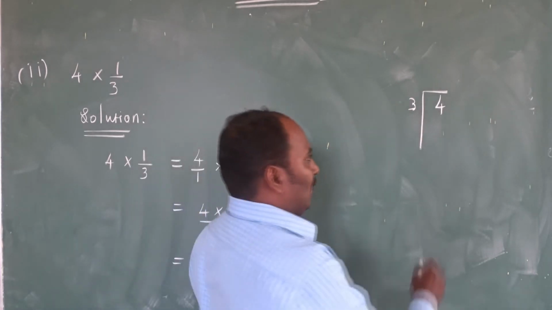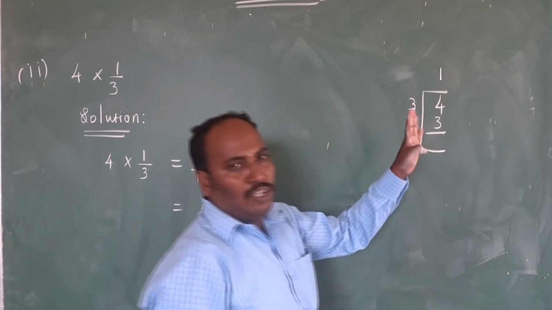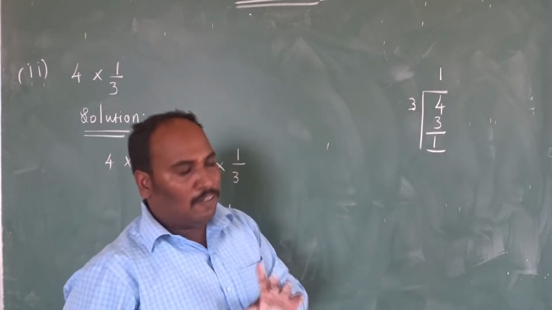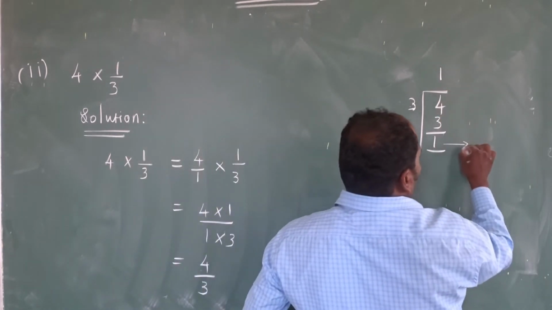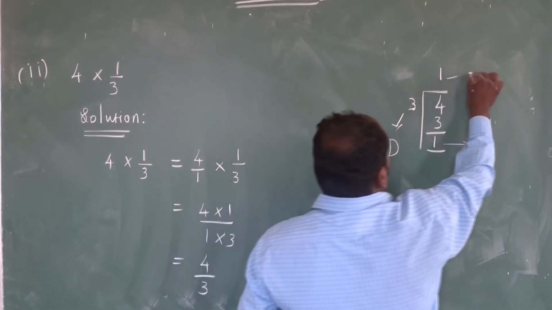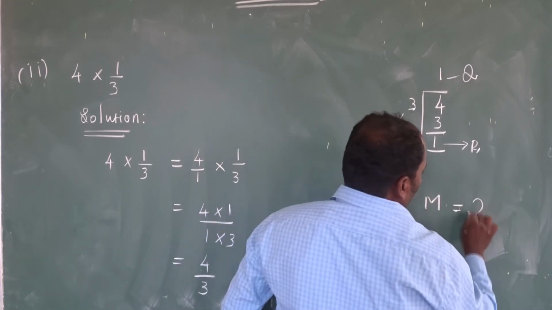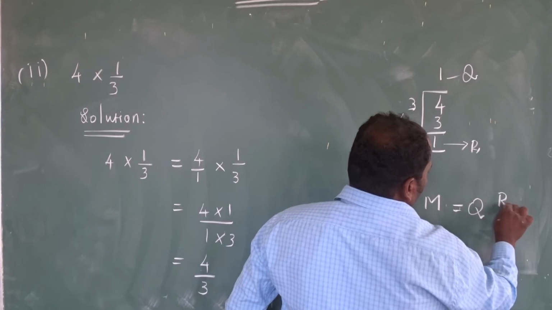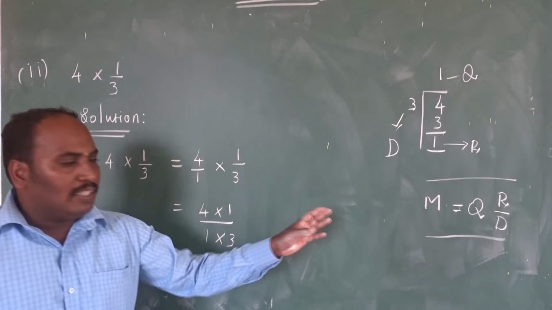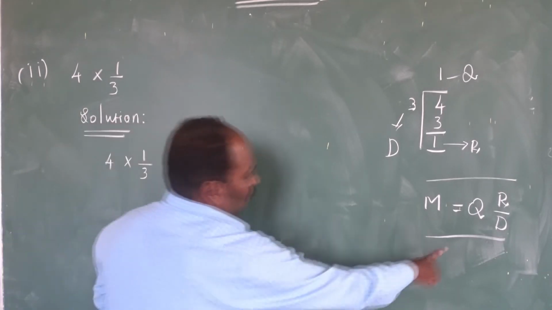4 divided by 3. 1 3 is 3. 4 minus 3 is equal to 1. So it is the remainder. Here the divisor, then the quotient part. We want the mixed fraction, Q into R by D. Mixed fraction is equal to Q into R by D. So Q is equal to 1.